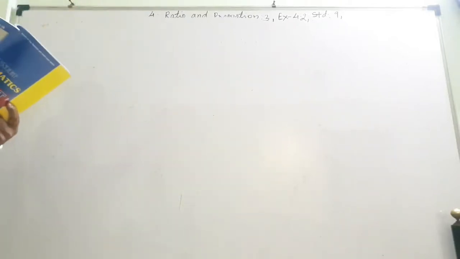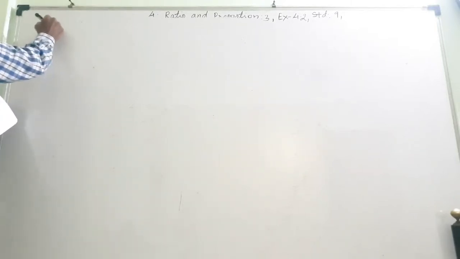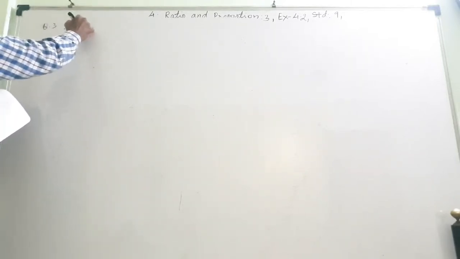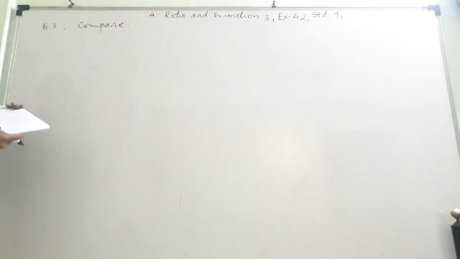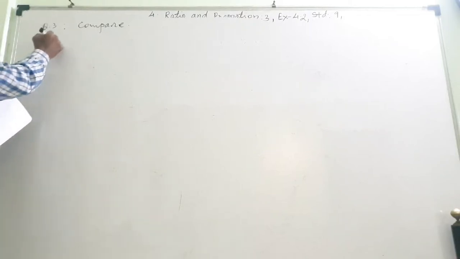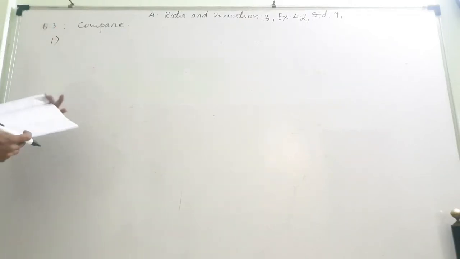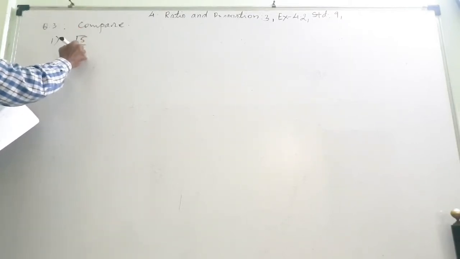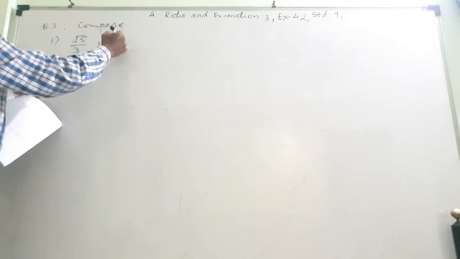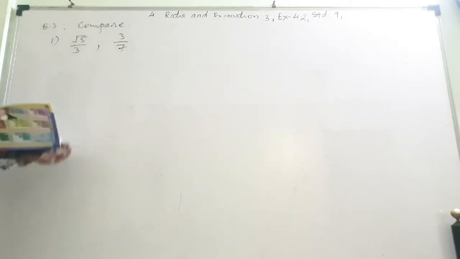Now question number 3, compare the following pairs. Question 3, compare. First one, I will explain this in detail, and for the others, I will maintain my speed. Root 5 upon 3, comma, 3 upon 7. The very simple way I will tell you.